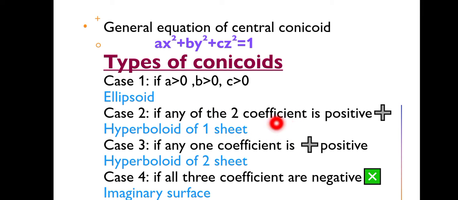And case 3 is if any one coefficient is positive, then we will get the hyperboloid of two sheets. And in case 4, if all three coefficients, that means a, b and c, are less than 0, that means they all are negative, then we will obtain an imaginary surface.